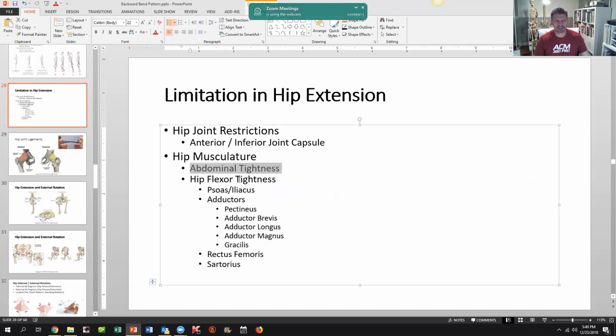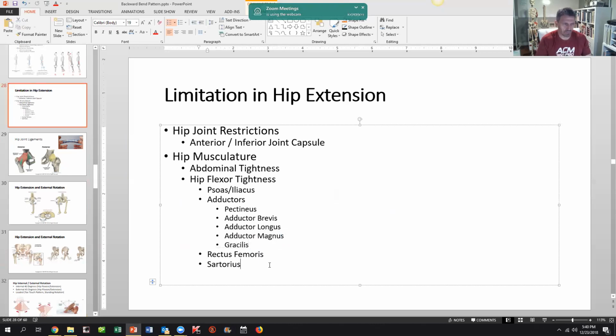Hip flexor tightness, and this is the primary culprit. Tight psoas and iliacus, your primary hip flexors. And then your secondary hip flexors are your adductors. All these muscles can contribute to tight hip extension, as well as rectus femoris, which is considered a secondary hip flexor, and sartorius. You can argue that maybe some TFL or glute medius, because it does have some hip flexion component, anterior portions of it. But these are your big culprits here.